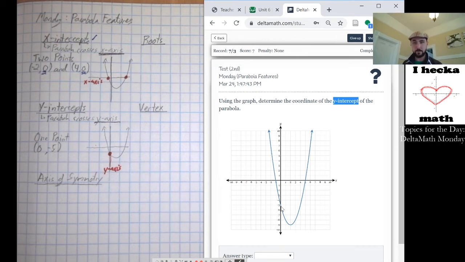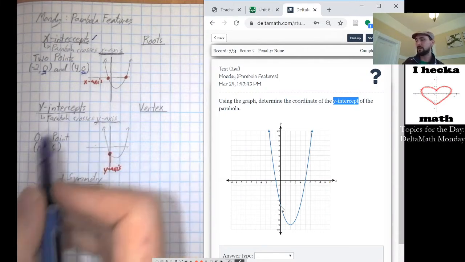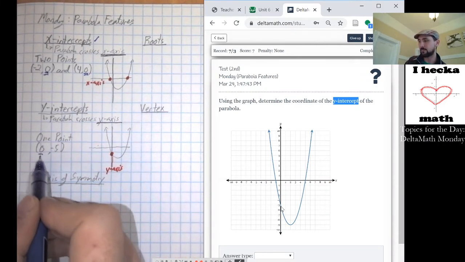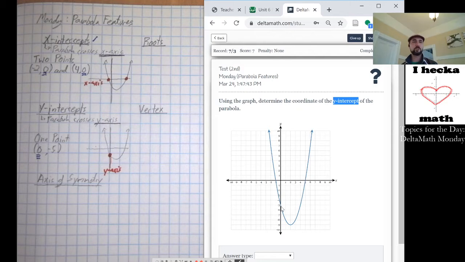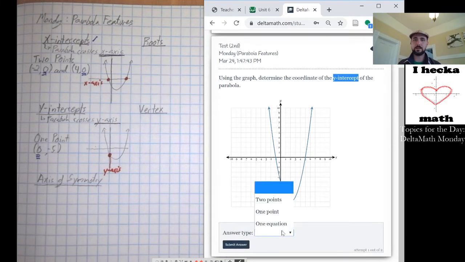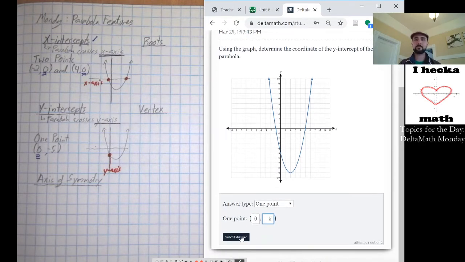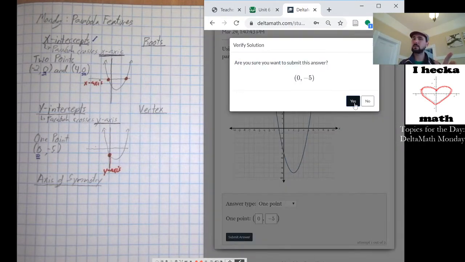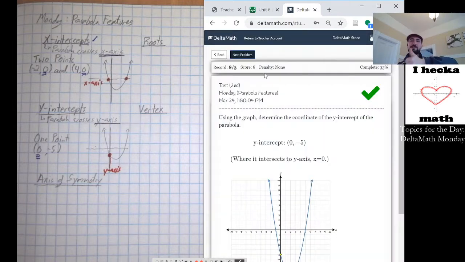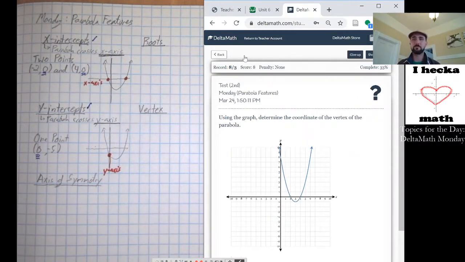But let me repeat that, right? For y-intercepts, the x value should always be 0. So answer type is 1 point. The x value is 0, but the y value is -5. Submit. Green check mark, feels good. Okay, so y-intercepts, check. Next problem.